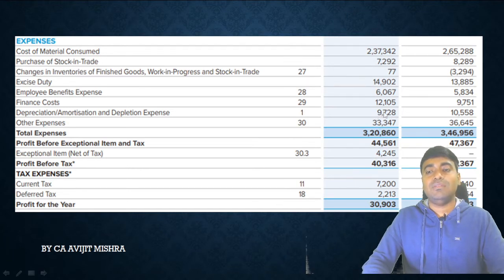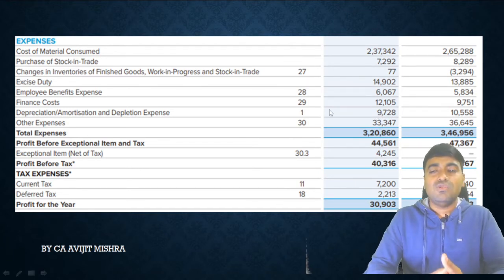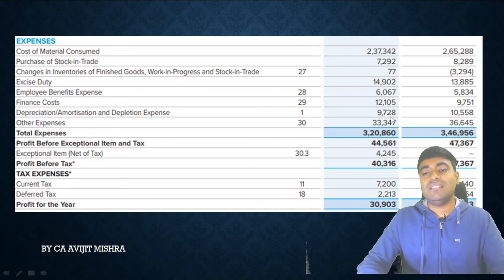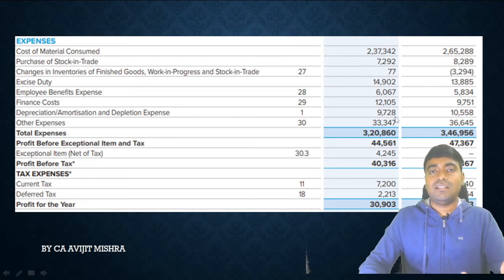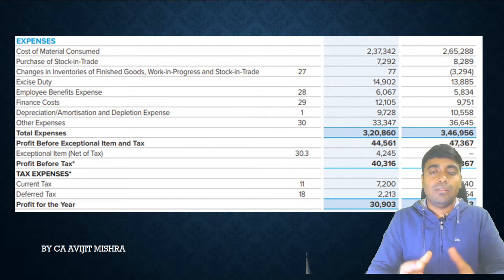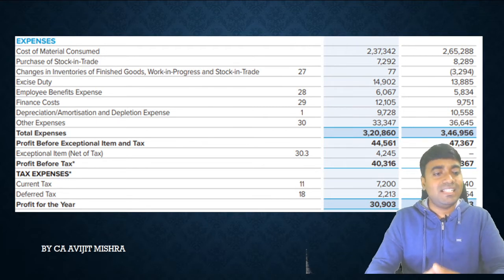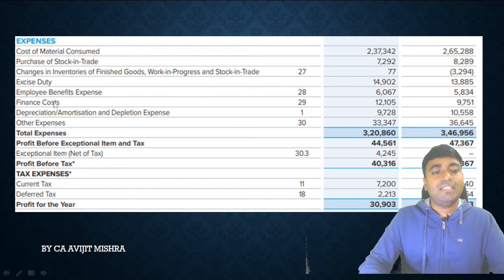Take the example, the value of the factory is around 1 lakh crores. So every month we are taking a hit of around 9728 crores to the profit and loss. That is basically what is happening. The value of the asset is decreasing, so that is called depreciation.